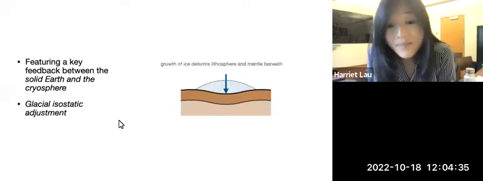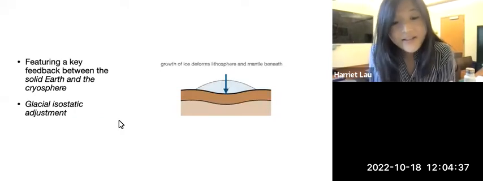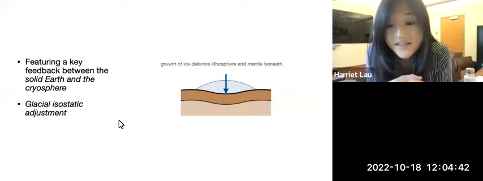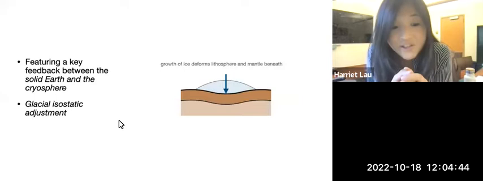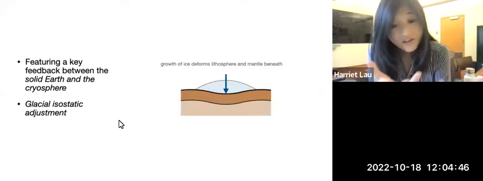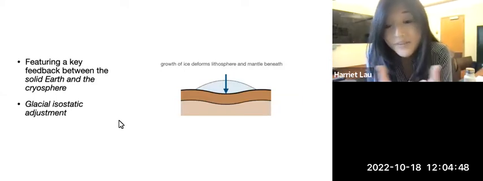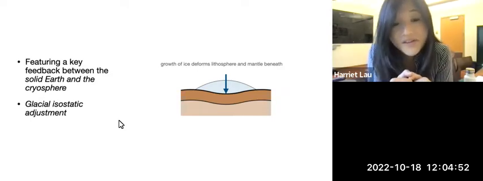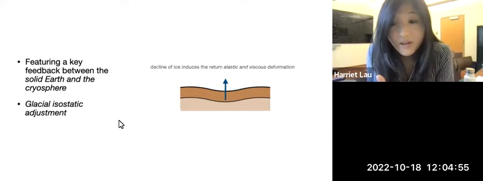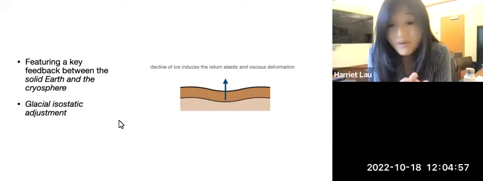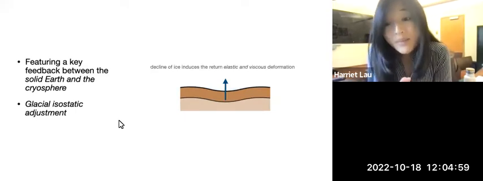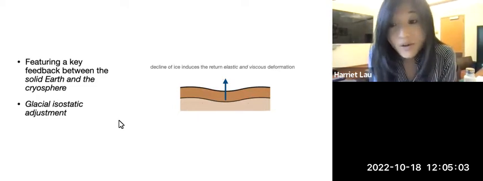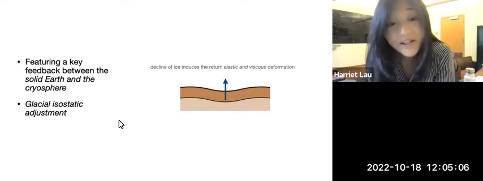What do I mean by solid Earth dynamics? I'm talking about a really specific process called glacial isostatic adjustment. Under the load of an ice sheet, the lithosphere, here this tectonic plate, and the mantle beneath will deform and warp downwards, causing subsidence of the crust. The reduction of an ice sheet will drive the return flow, and so the crust will rebound. Both responses can involve elastic and/or viscous deformation of the solid Earth.